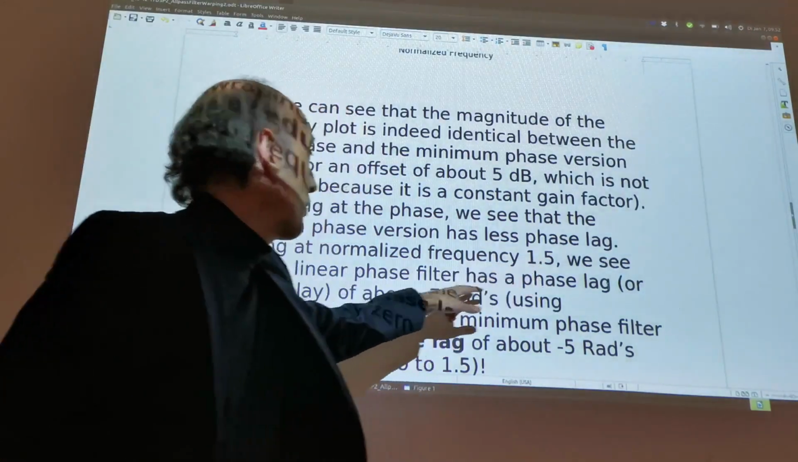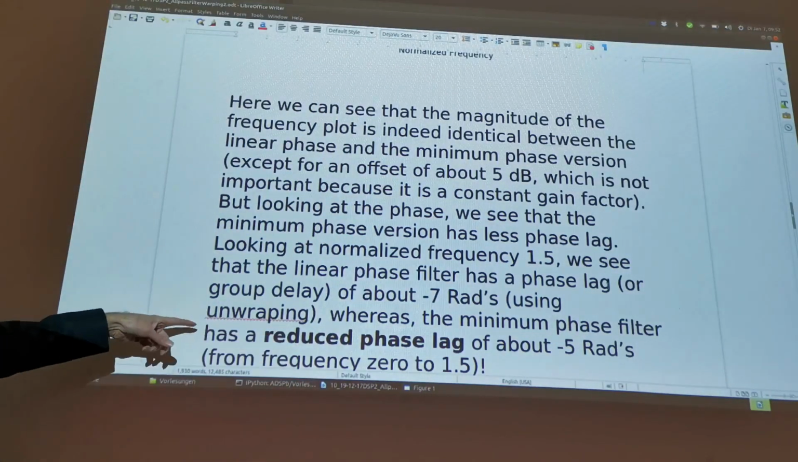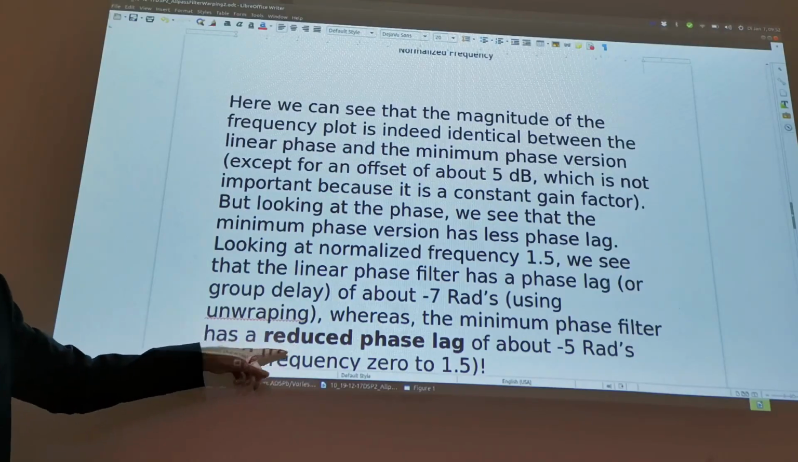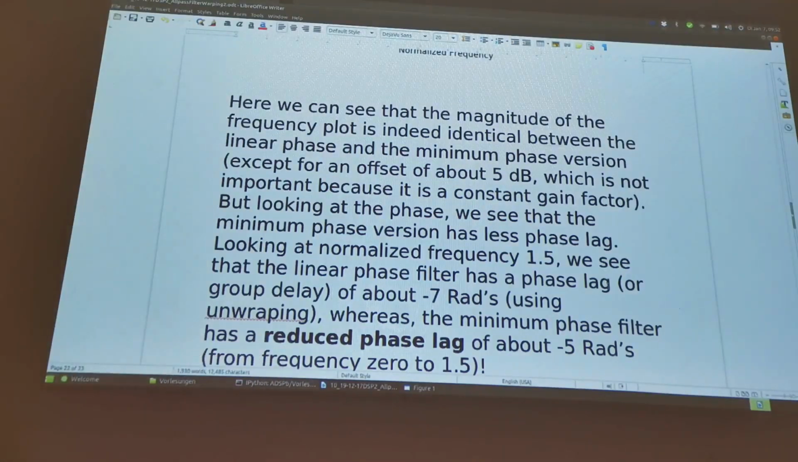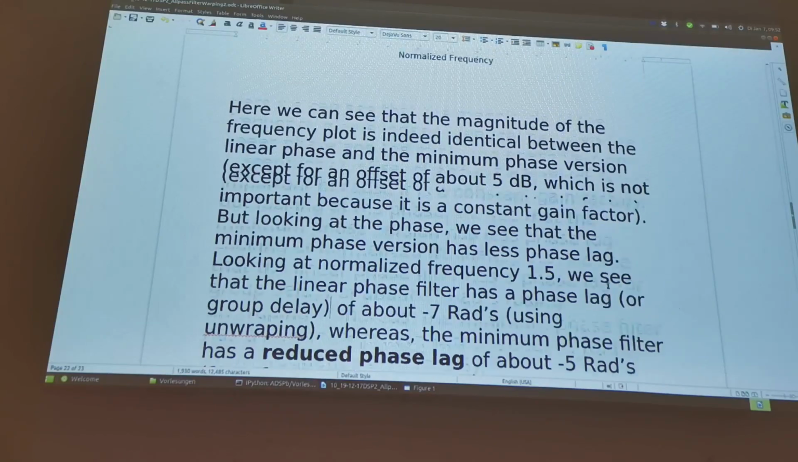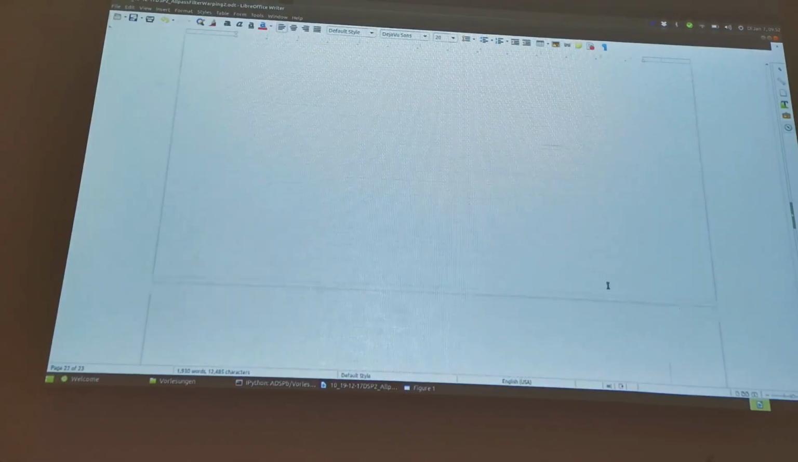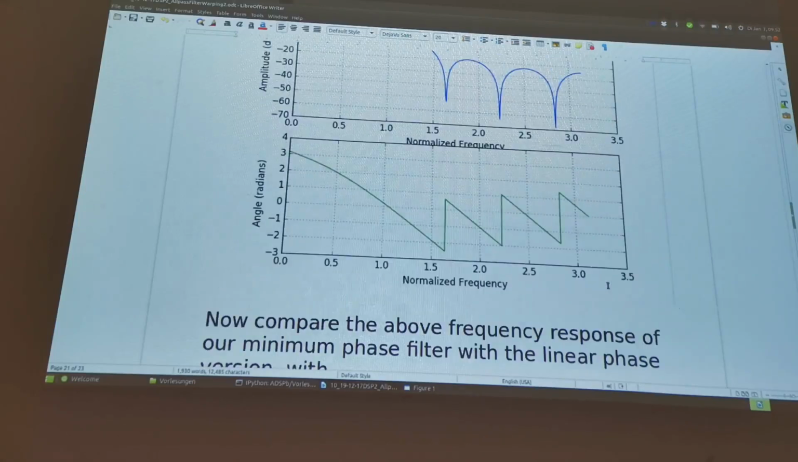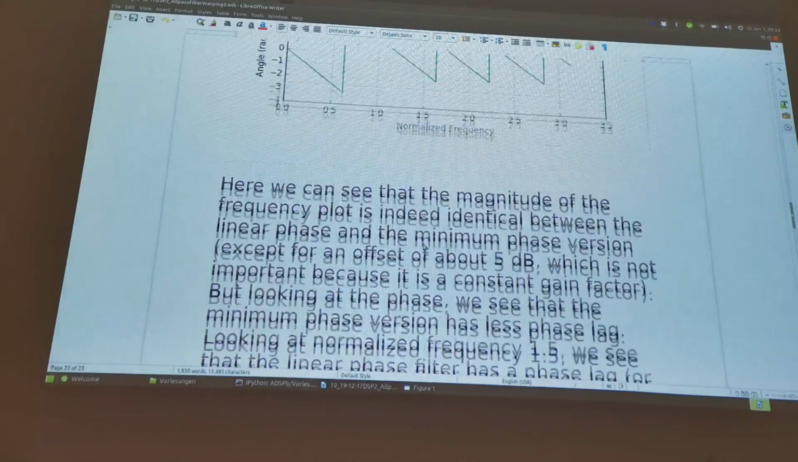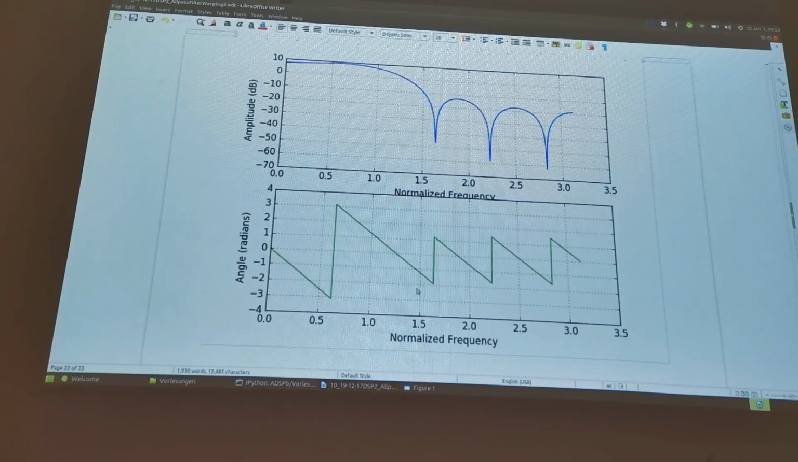The linear phase filter has a phase of about -7 radians at frequency 1.5, whereas the minimum phase filter has a reduced phase lag of about 5 radians at this frequency. So let's check the normalized frequency 1.5. So here's 1.5 for the minimum phase version. 1.5 is about -2 radians at this point. Can you see it? So now we go to the linear phase version, 1.5.